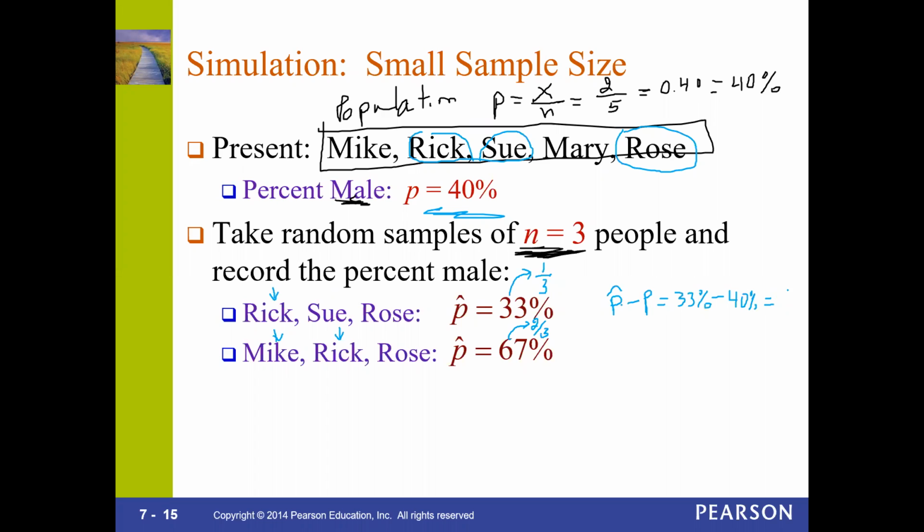Okay. So here you have an error. That means I'm off here. I'm down. Here I underestimate by 7%. Compared to this one right here, if I do 67 minus 40, when I took Mike, Nick, Rick, and Rose, that's going to give you 27. Here, I overestimate by 27%.